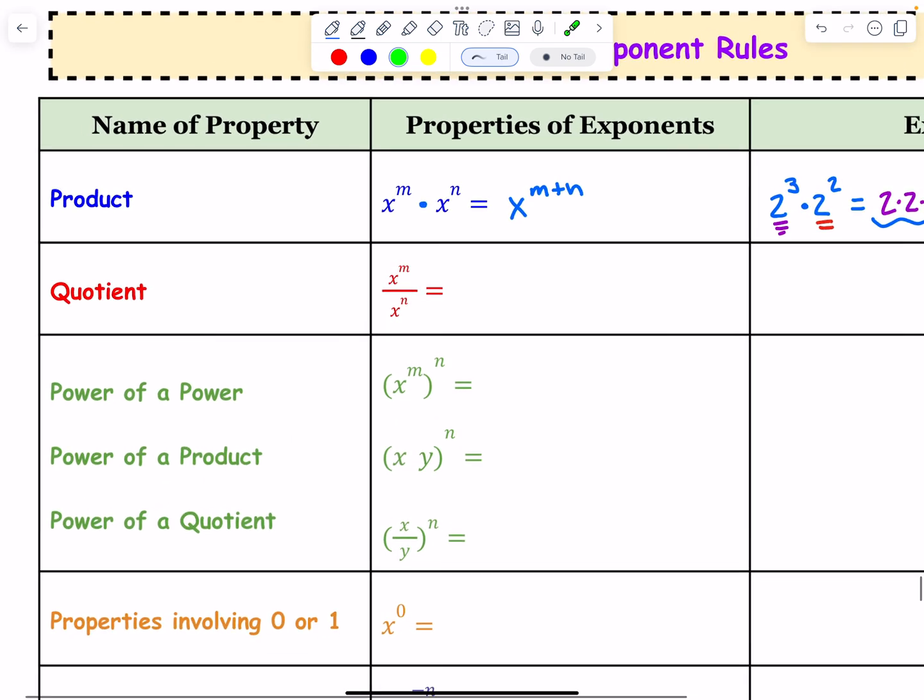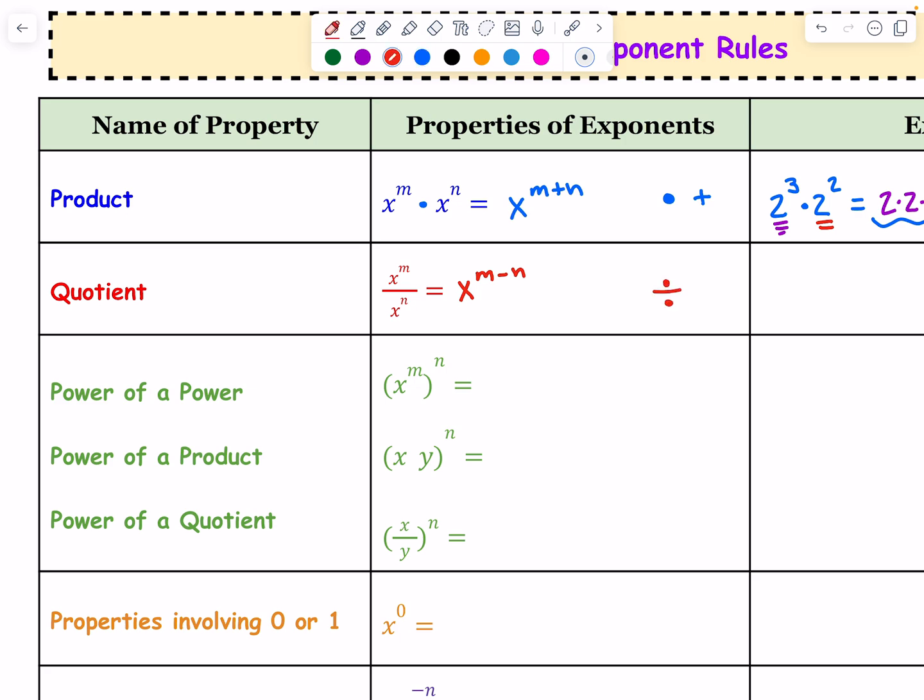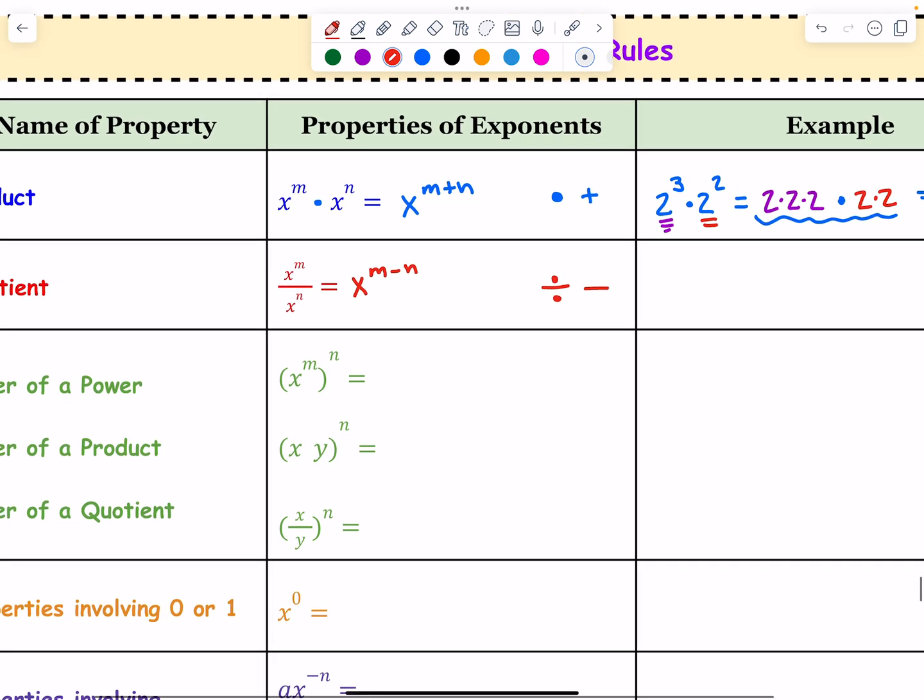The next rule is called the quotient rule. So it sounds like they're dividing, but we're talking about still having the same base. So x to the m power divided by x to the n power, you want to subtract their exponents this time. So think of adding goes with multiplying. The symbols kind of look alike for adding and multiplying. And then for dividing and subtracting, see how those also look alike. So that might help you remember these rules.